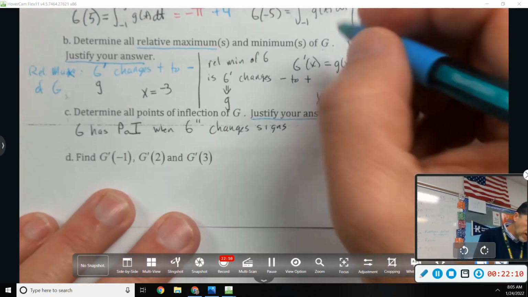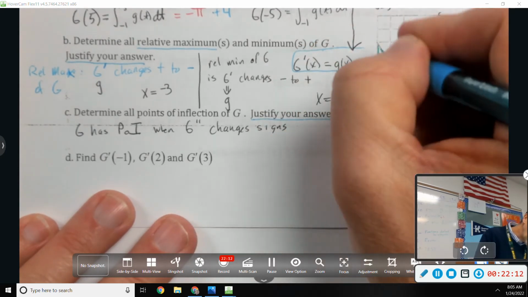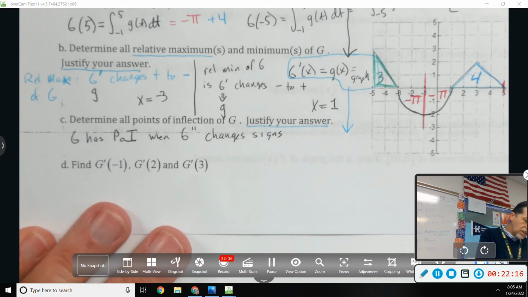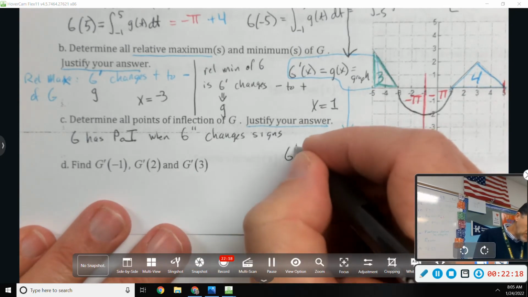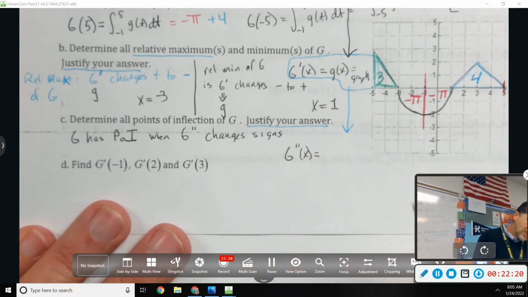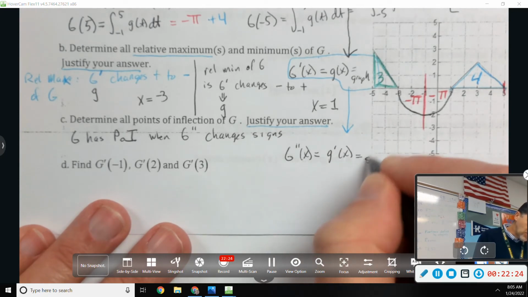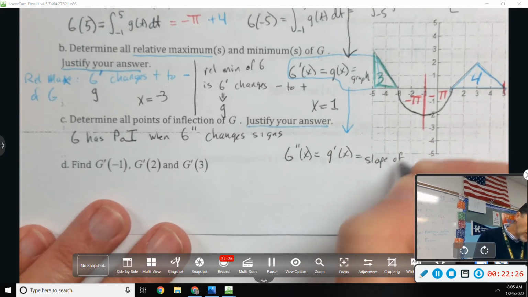But, lose track here. What's big G double prime equal to? Little g prime, which is the slope of little g.